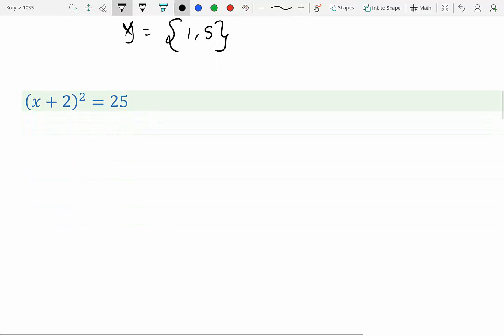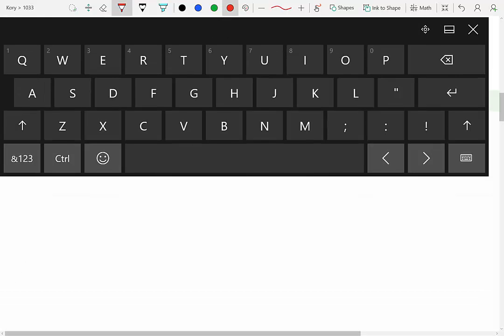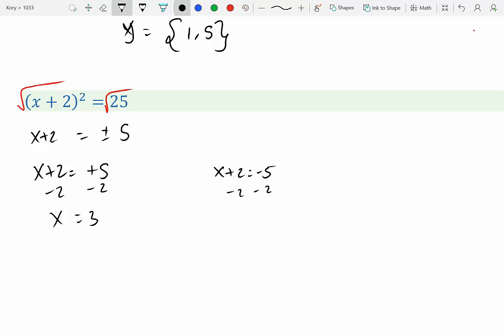Alright, again, we're going to move on. We don't have anything to the left, we don't have anything to the right, so we're going to take the square root. So we have x plus 2 equals positive negative 5, so we have two equations. X plus 2 equals positive 5, and x plus 2 equals negative 5. So now we just solve for x. And we write it as a solution set as 3 and negative 7. Any way you want to do it.